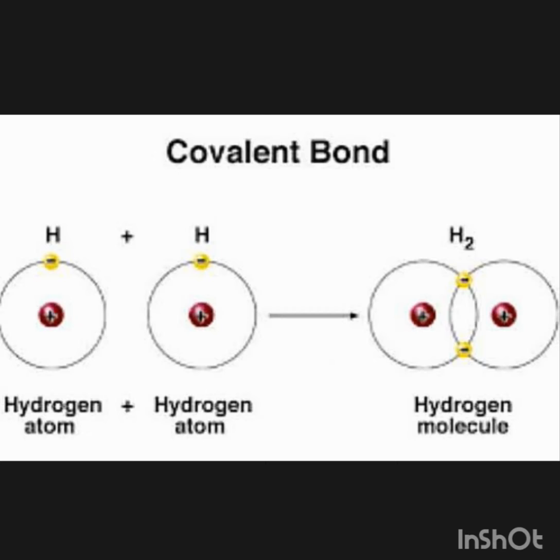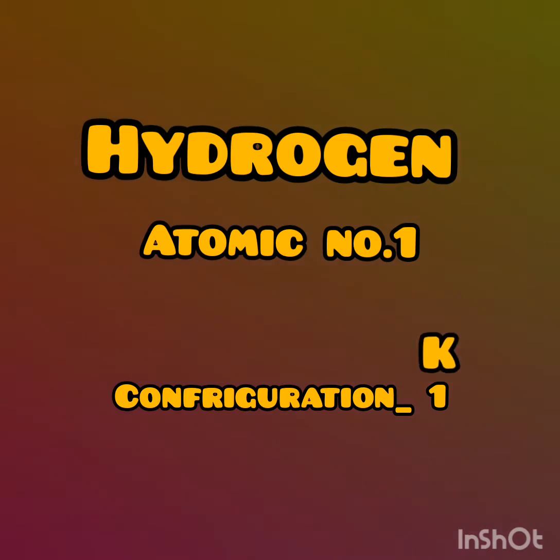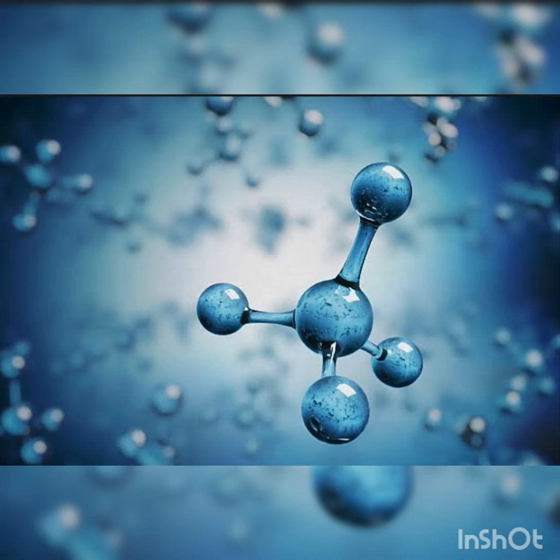So, let's take the example of H2 molecule. As we know, the atomic number of hydrogen is 1. So, hydrogen has 1 electron in its K shell. And we know K shell can accommodate maximum 2 electrons. So, hydrogen atom in order to get stable needs one more electron, isn't it?